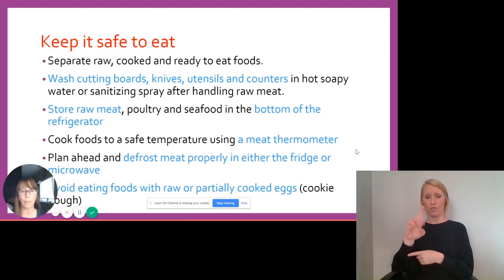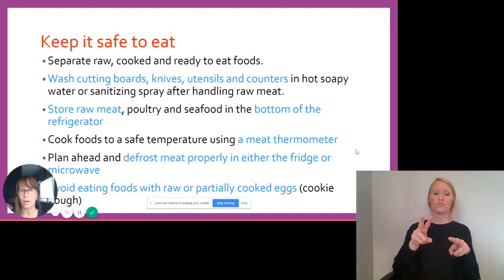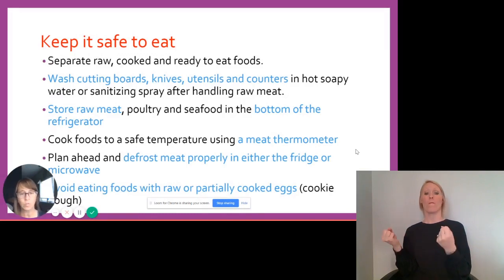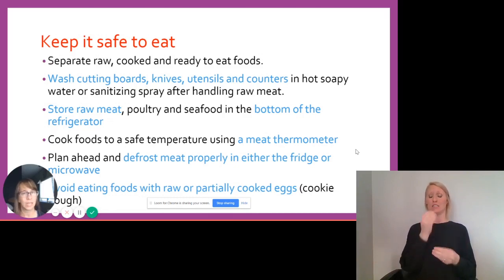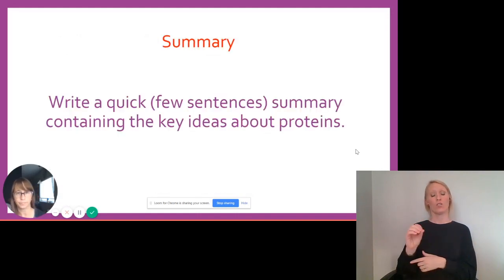Plan ahead and defrost meat properly in either the fridge or the microwave. That's something that we talked about during safety and sanitation. You don't want to leave them on the counter all day long. You don't want to put them in a bowl of water. It's either in the fridge for a slow defrost or in the microwave if you need it a little faster. And avoid eating foods with raw or partially cooked eggs, so things like cookie dough and cake batter. There's no guarantee that they're going to make you sick, but if they contain salmonella or any other type of foodborne bacteria or illness, they can make you feel really sick. So be aware of those foods.